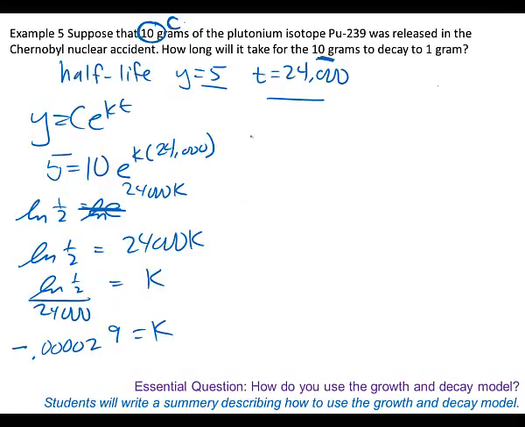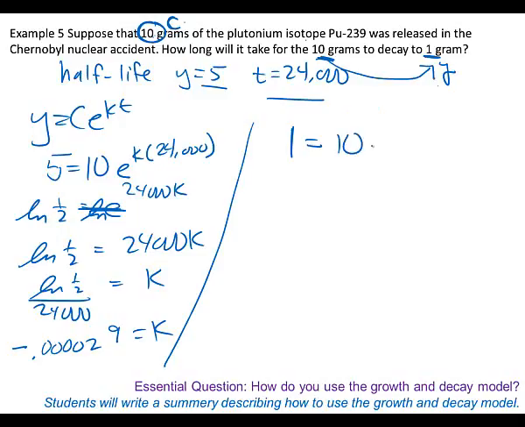All right. Have I answered the question? I need to know how long it takes 10 to get down to what? 1. So this is going to be the y value, and I'm going to solve for that t. So the y value I'm plugging in is 1. What's our c that we got at the very beginning? 10. e, the k is this negative 0.00029 t.